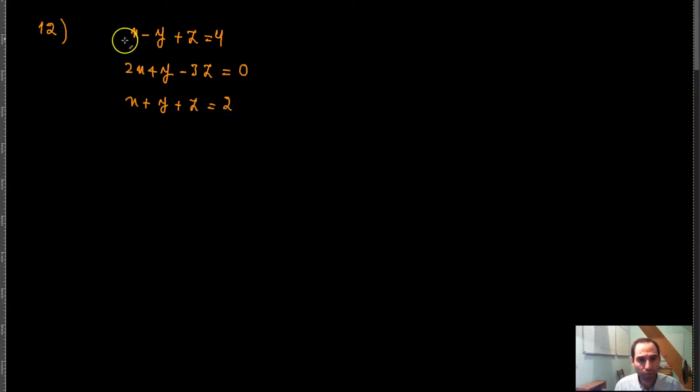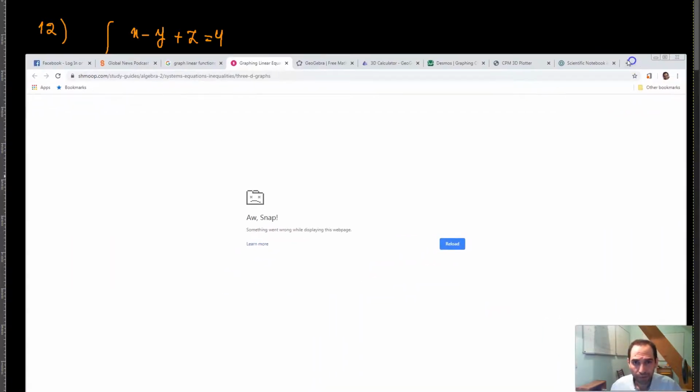So question number 12, we have another system of equations, which is x minus y plus z is equal to 4, and you have 2x plus y minus 3z is equal to 0, and x plus y plus z is equal to 2. So you have this system of equations, and we want to know whether there is a solution or not. So let's graph them first. Let's see what happens if we graph them.